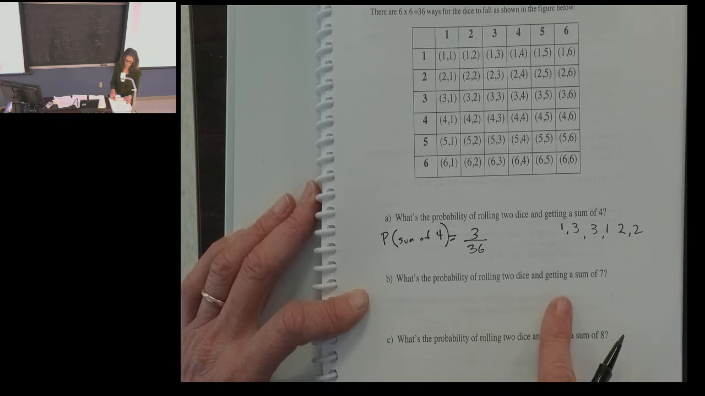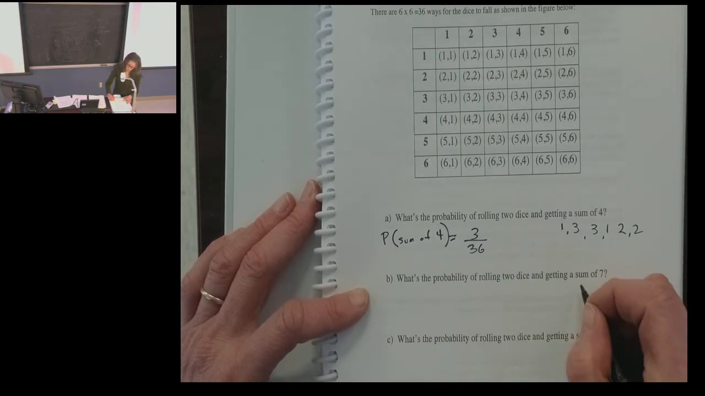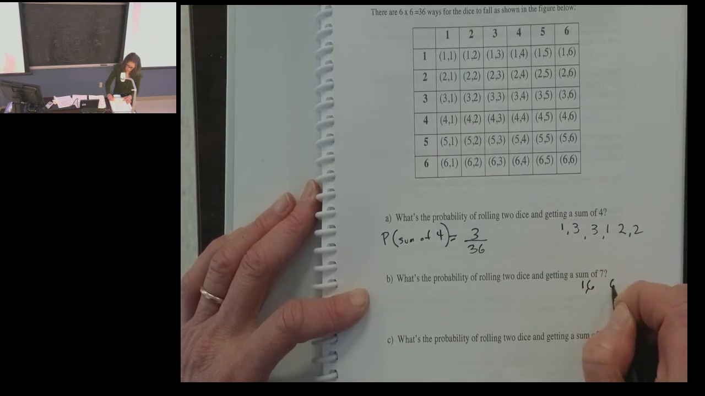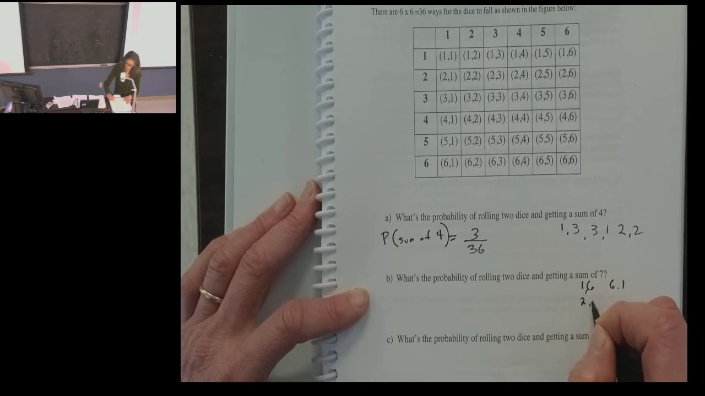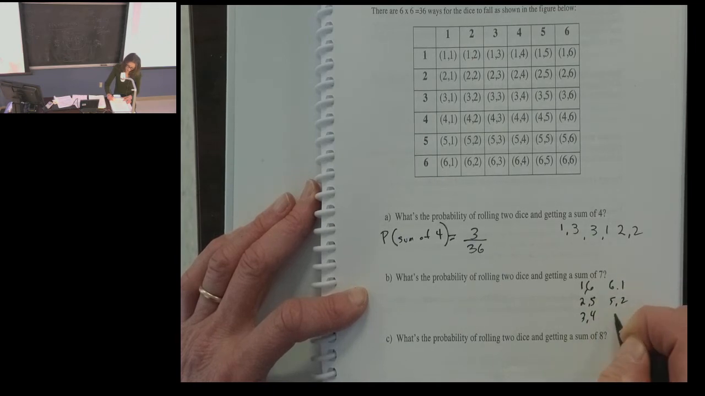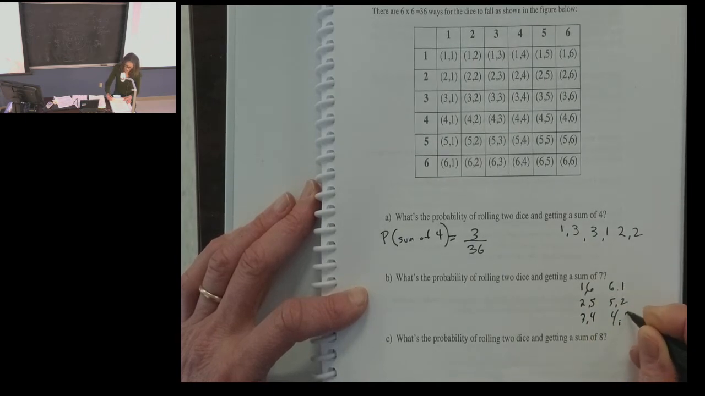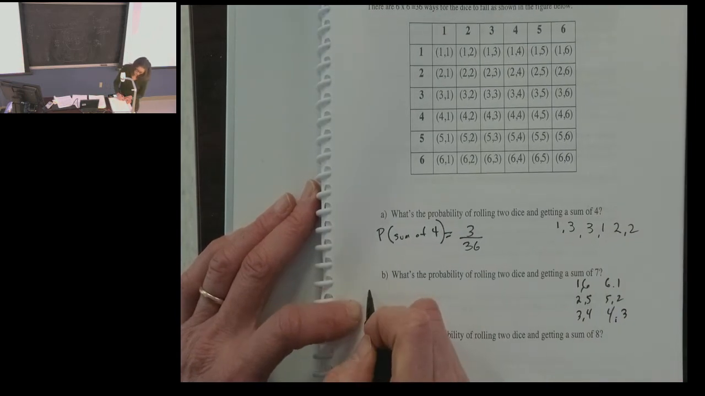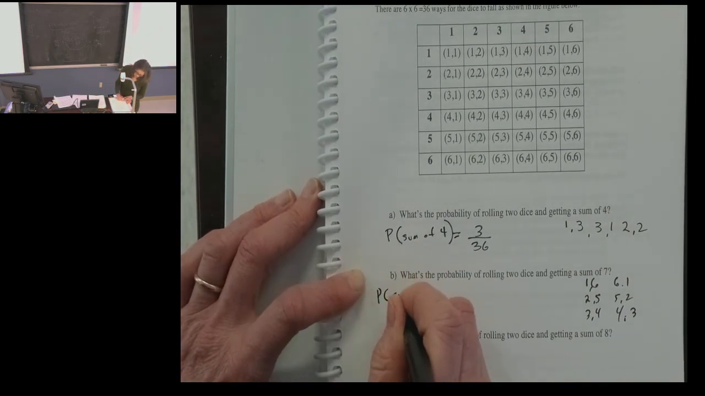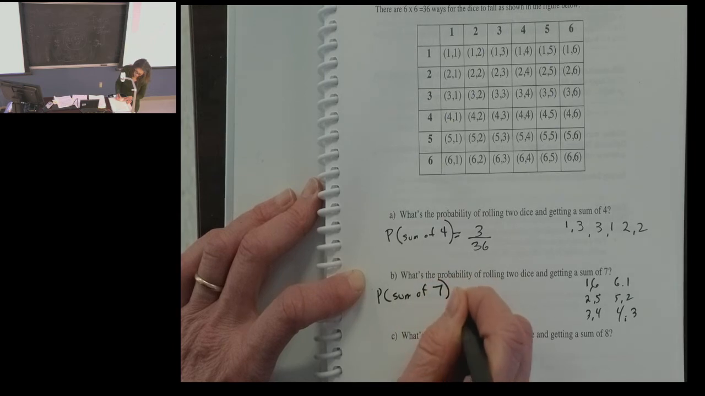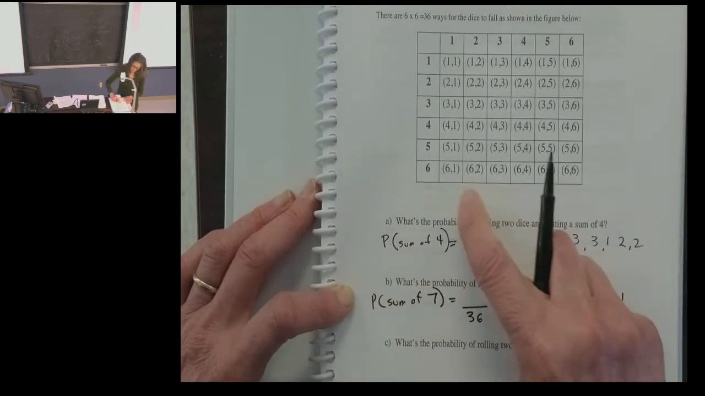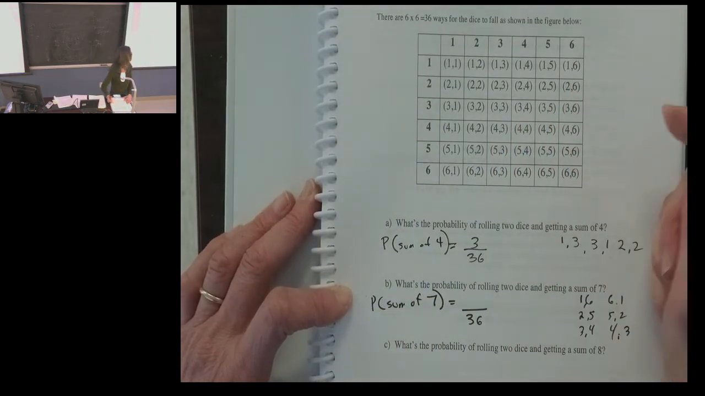So now, what's the probability of rolling 2 dice and getting a sum of 7? How many ways are there to get 7? Let's see, 1 and 6, 6 and 1. What else is there? 2 and 5, 5 and 2, 3 and 4, 4 and 3. Is there anything else? Can you think of any others? No. So the probability of a sum of 7 is, out of the 36, you can see 1, 2, 3, 4, 5, 6 ways.